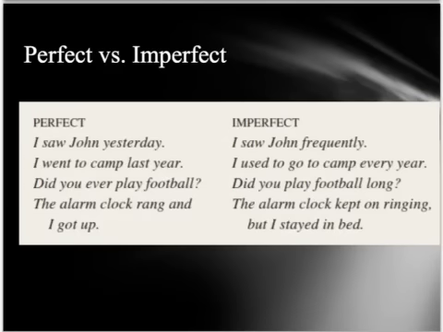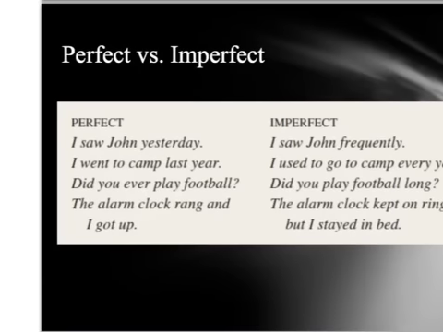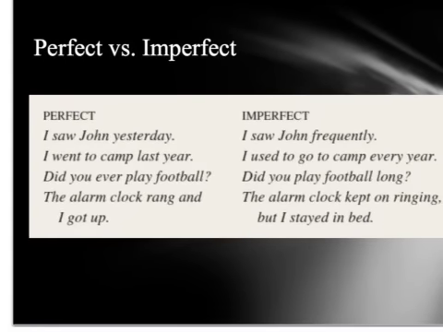Here are some examples. The perfect: I saw John yesterday, compared to the imperfect: I saw John frequently. Again, showing that it happened multiple times. I went to camp last year. Imperfect: I used to go to camp every year, showing continual events. Did you ever play football? That would be perfect. And did you play football long? Imperfect. The alarm clock rang and I got up. The alarm clock kept ringing, but I stayed in bed.